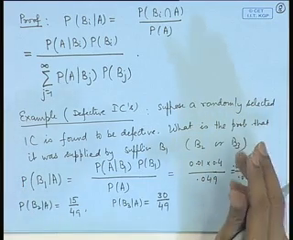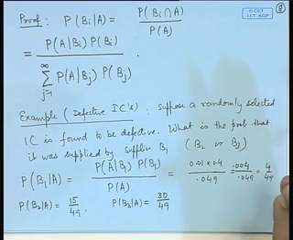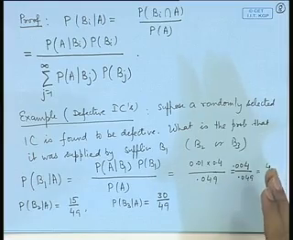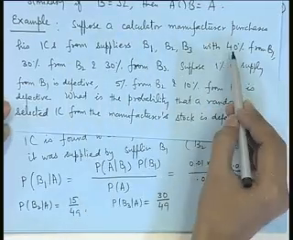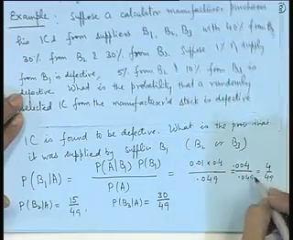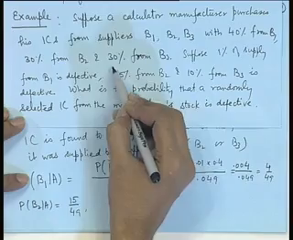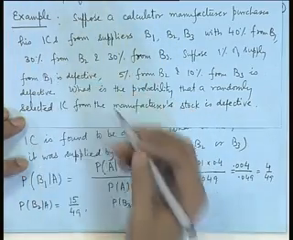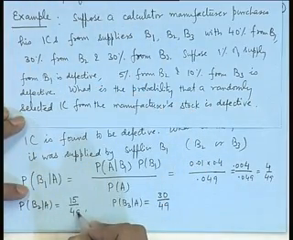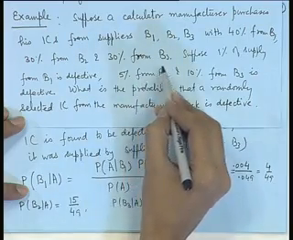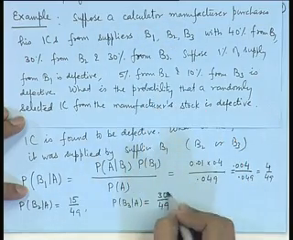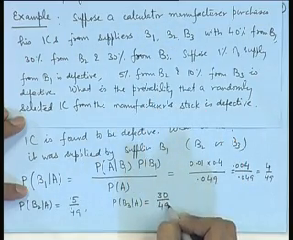So, this is an important consequence of the Bayes theorem, that the posterior probabilities are quite different from the prior probabilities. Here you can see probability of B1 is 0.4, whereas probability of B1 given A is only 4 by 49, which is much smaller. Probability of B2 is 0.3, whereas probability of B2 given A is 15 by 49. Probability of B3 is 0.3, whereas probability of B3 given A becomes 30 by 49, which is much higher.